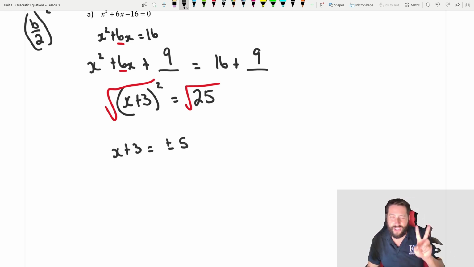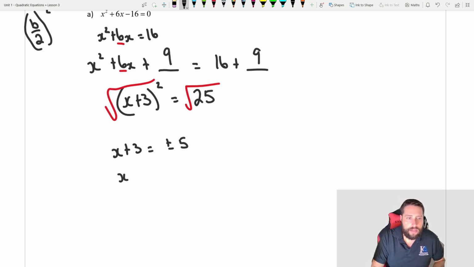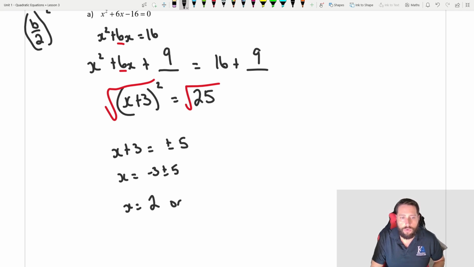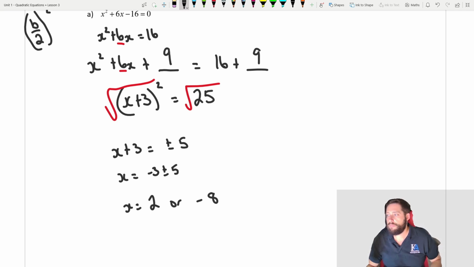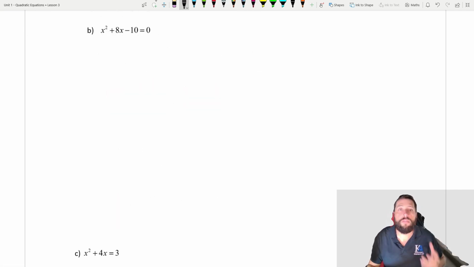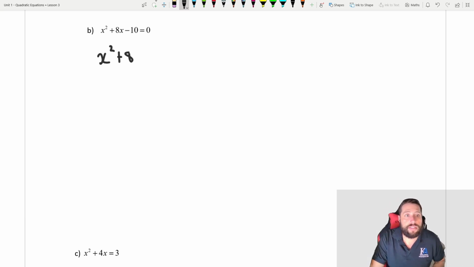Two possible answers. Okay? So that means that x is equal to negative 3 plus or minus 5. Which means that x equals either negative 3 plus 5, which is 2, or negative 8. Right? Those are your two possible answers. Let's try B. So B says x squared plus 8x minus 10 is equal to 0. So first off, we're going to move the 10 to the other side so that we have x squared plus 8x equals 10. Okay, so same thing.